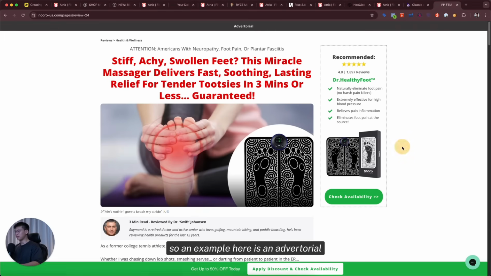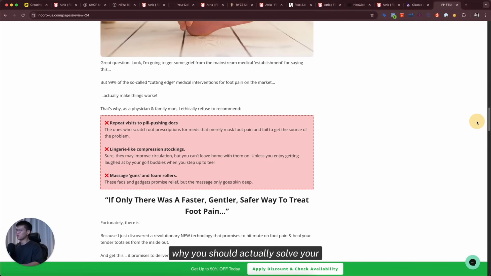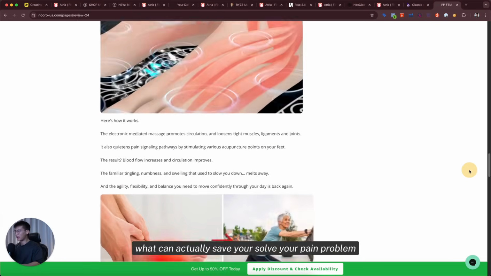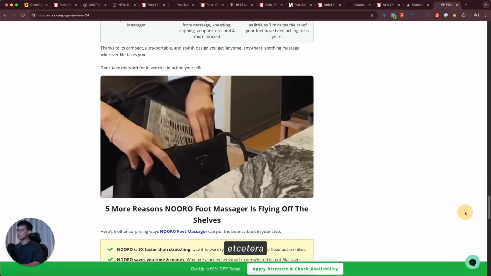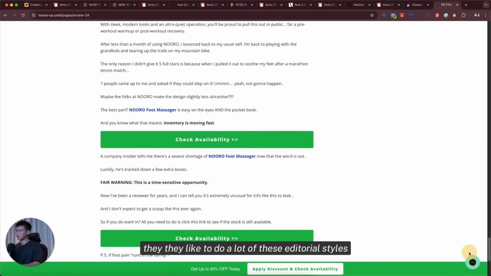So an example here is an advertorial. Advertorials pretty much just look like they came out of an article. This is a popular one for a lot of people who run health because it's better for people who don't really know much about the product yet. So it's just written in a news article style. It's like recommending why you should actually solve your pain problem, what can actually solve your pain problem, etc. You see a lot of direct response brands like Neuro do a lot of these advertorial styles.